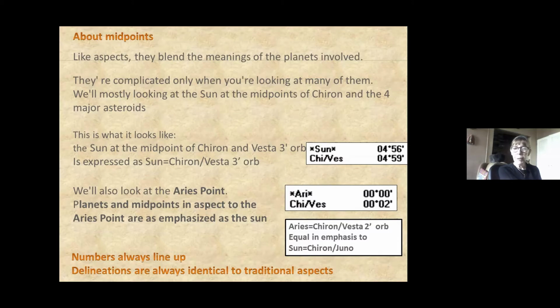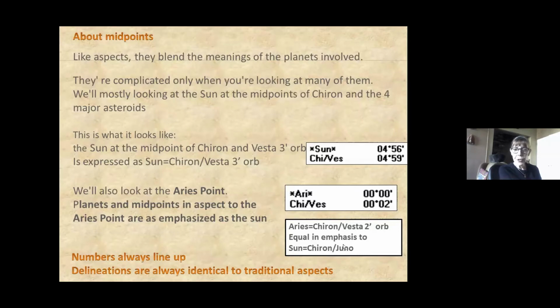We're also going to be looking at the Aries point. All you have to remember today is that the Aries point is as important as the Sun. So any aspects to the Aries point, any midpoints to the Aries point are as emphasized as if it was the Sun. And so here in this person's chart, they had Aries on the Chiron Vesta midpoint, 2 minutes orb.